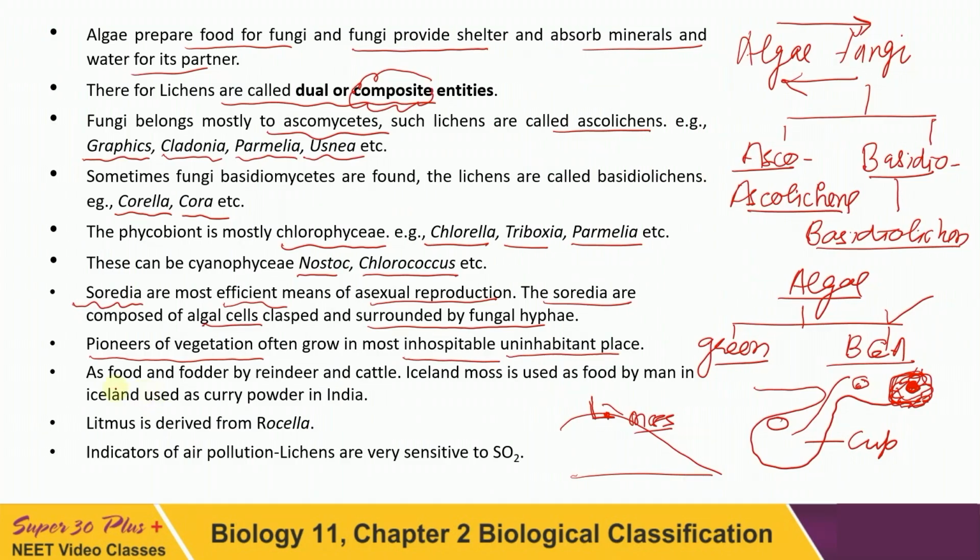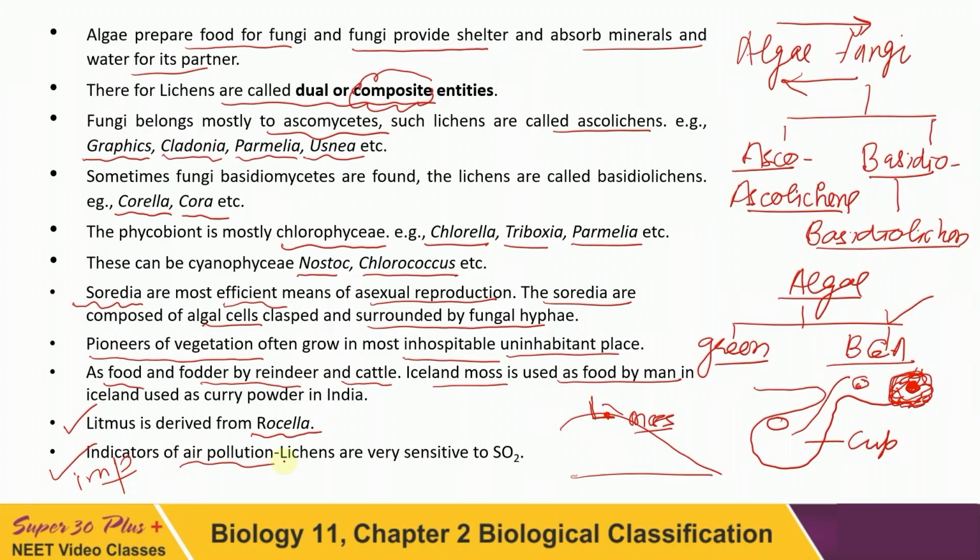At certain places, because these are green, they are used to prepare food. As food and fodder, these are used by reindeer and by cattle also. Island moss is used as food for men. Rossella is one of the lichens from which litmus is obtained. And a very important point, which has come many times in the NEET examination: lichens are indicators of air pollution.